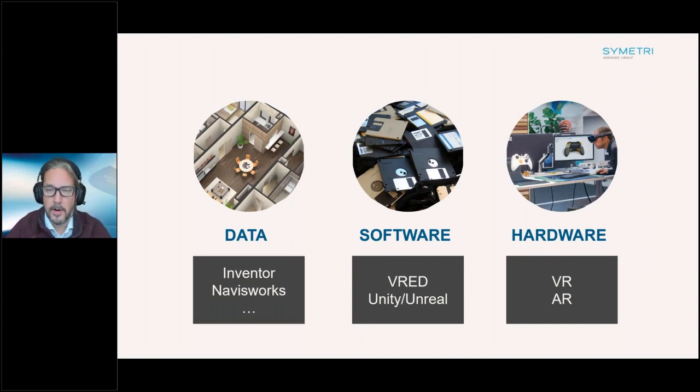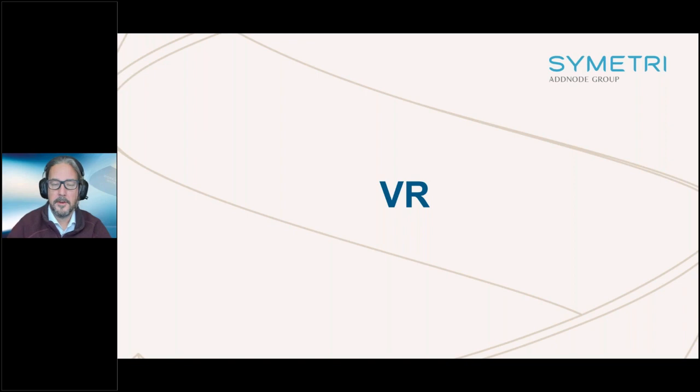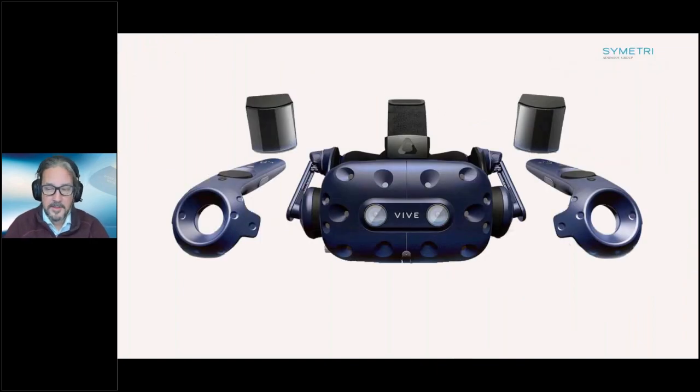But we also need hardware, and that's where it's getting really tricky because there's quite a lot to choose from. So if we start with virtual reality, where you want to shut out the real world and only see a virtual world, this is the standard, I would say. This is an HTC Vive. It's a really good headset. It's got hand controllers, but it's tethered. So it means that it's connected to a computer somewhere, and there's a cable.